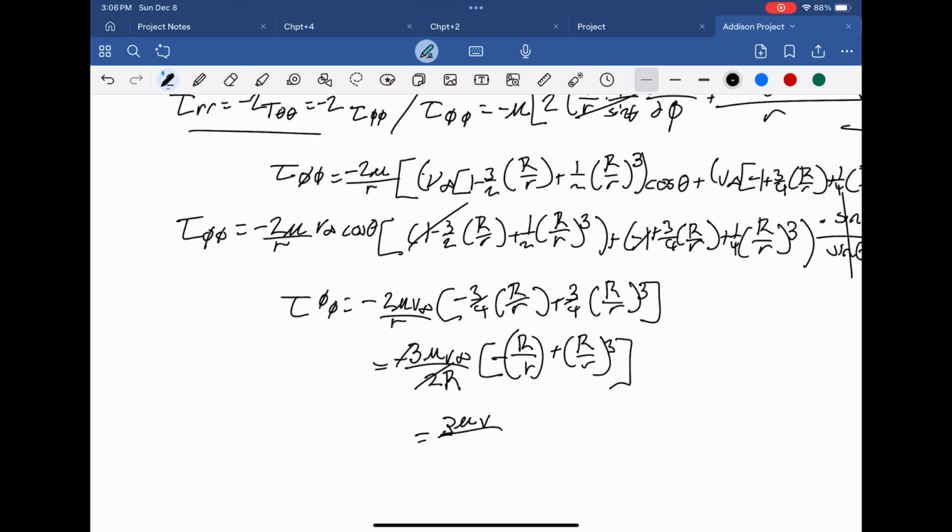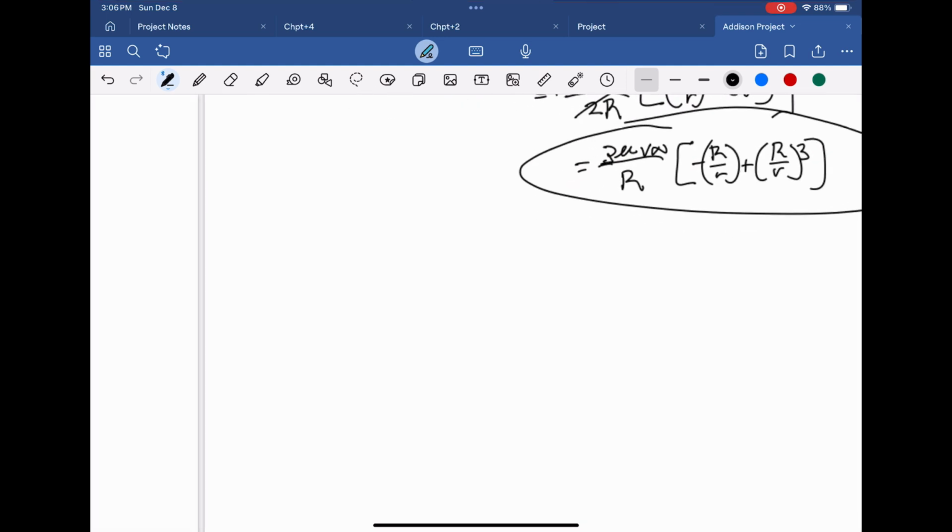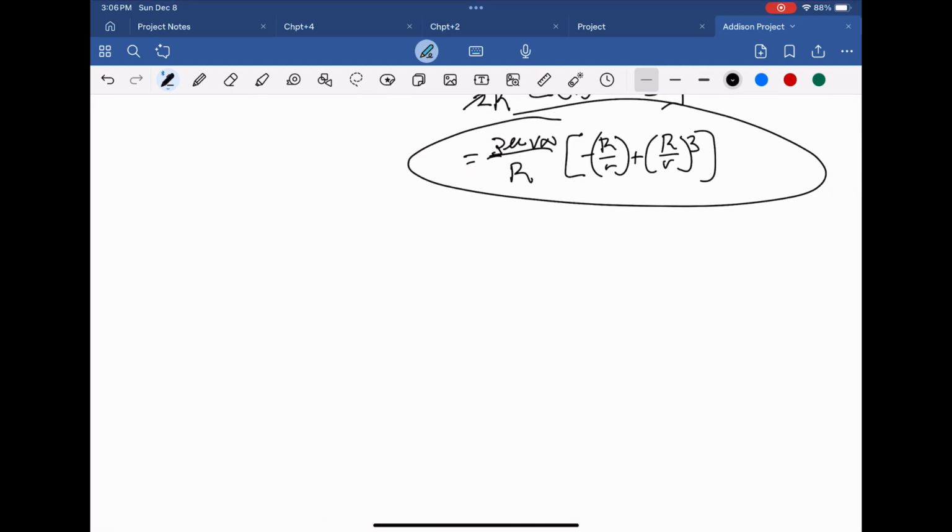We do have to remember, though, what I've just done is because negative 2 tau phi phi is equal to tau RR, in order to get tau RR, we're going to be multiplying by this negative 2. And we're going to get this as our answer for the first tau RR stress tensor equation.